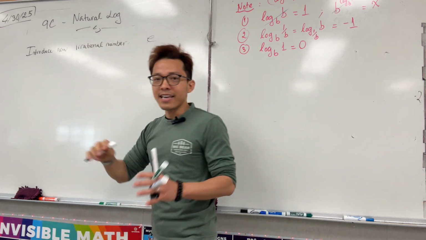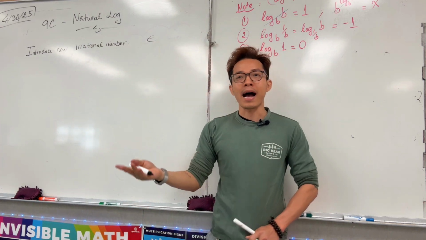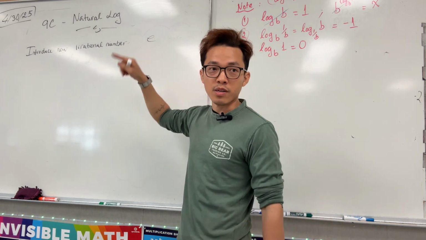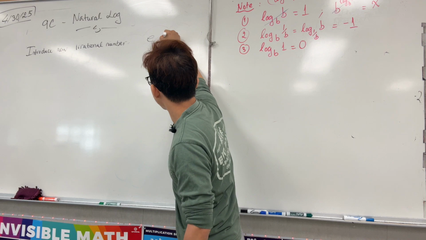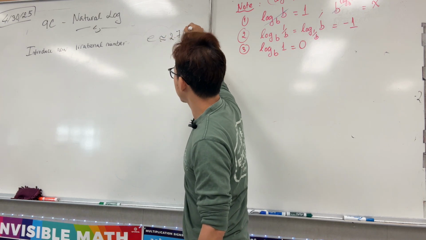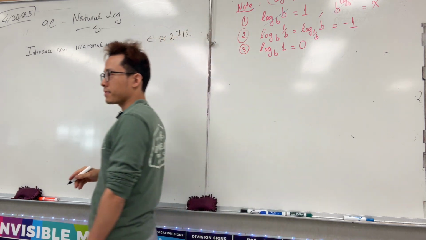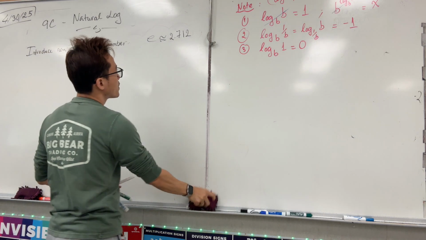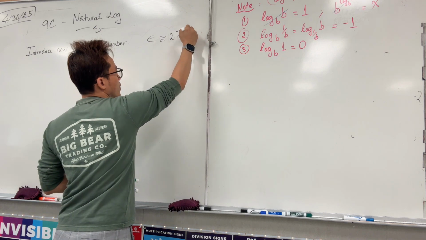E is just some special number, like pi. What is pi? 3.14 something, right? So E is also some special number. E is approximately 2.718 something something. It's just some special number.